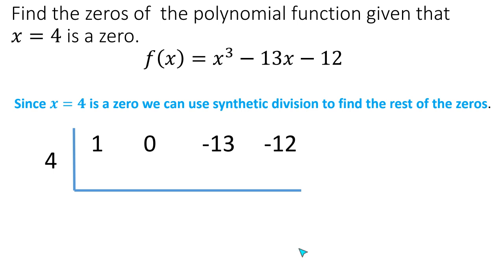So if we take our polynomial, x cubed minus 13x minus 12, and set up our synthetic division, the coefficient for x cubed is 1, so I put my 1 here. I don't have an x squared, so I'm going to use a 0. For x, I have a negative 13, and my constant is negative 12. 4 is a zero, so I use it as my k here. I'm going to bring down the 1.